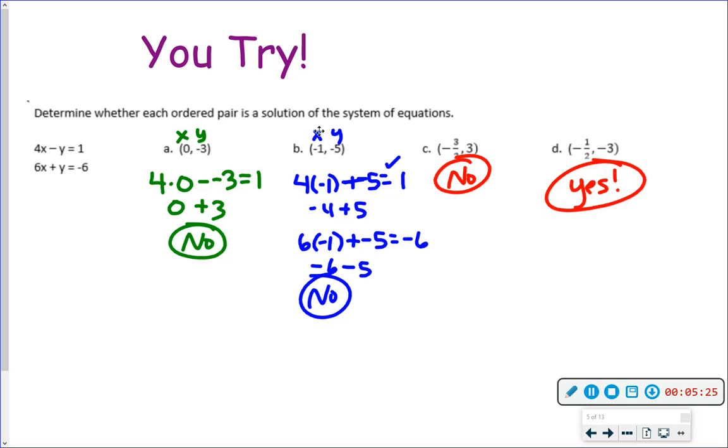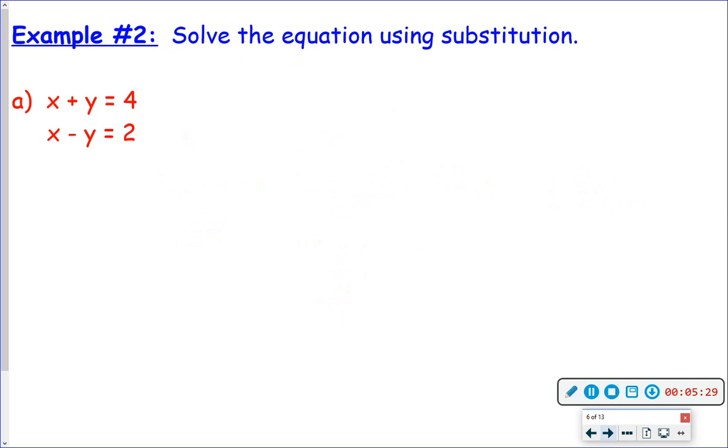Nothing too shabby there. And again, I don't need to see the work. You can just use your calculator and check those. Let's get into the good stuff.